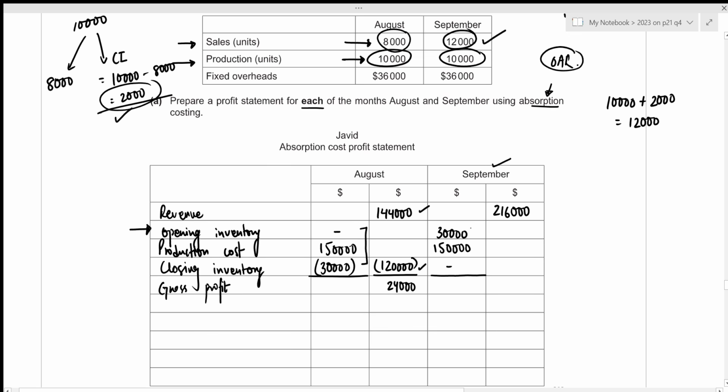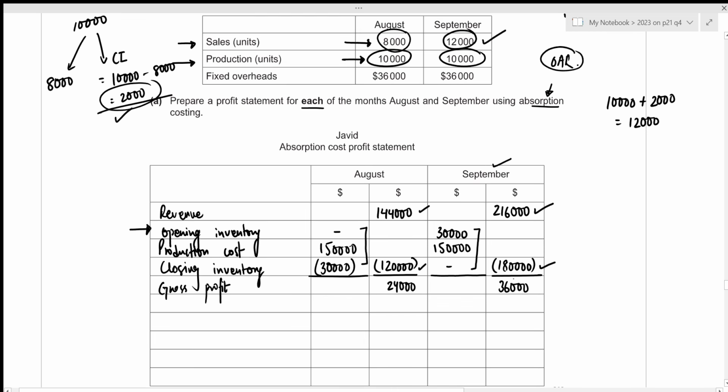Now we can calculate the total cost of sales for the month of September. That will be 30,000 plus 150,000 minus 0, which is 180,000. And we again need to subtract this value from revenue in order to get the gross profit. So that will be 216,000 minus 180,000, which results in 36,000.